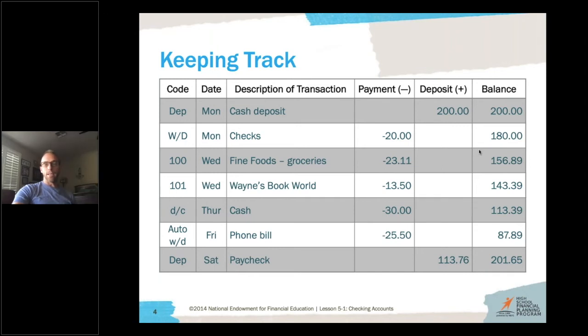If you go to an ATM machine and you withdraw money, then you want to make sure that that's also on here. So like the third line up, it shows cash of 30. So they withdrew $30 of cash. And so you don't want to just write down when you're writing checks. Anytime money's coming out of the account, you want to track that.